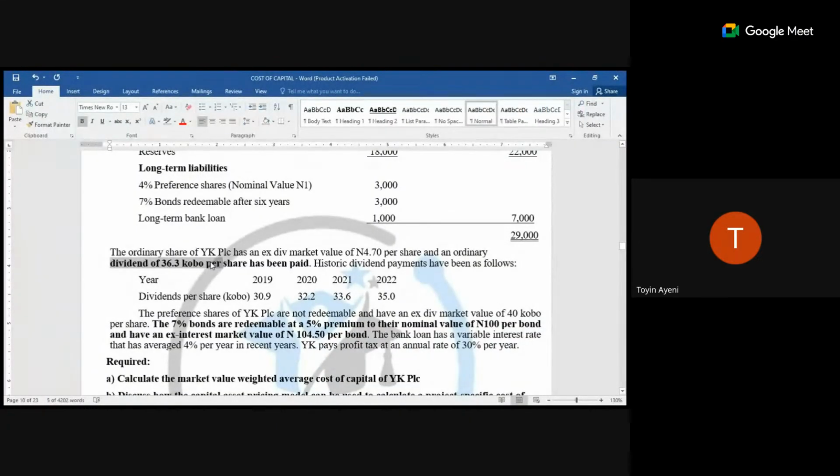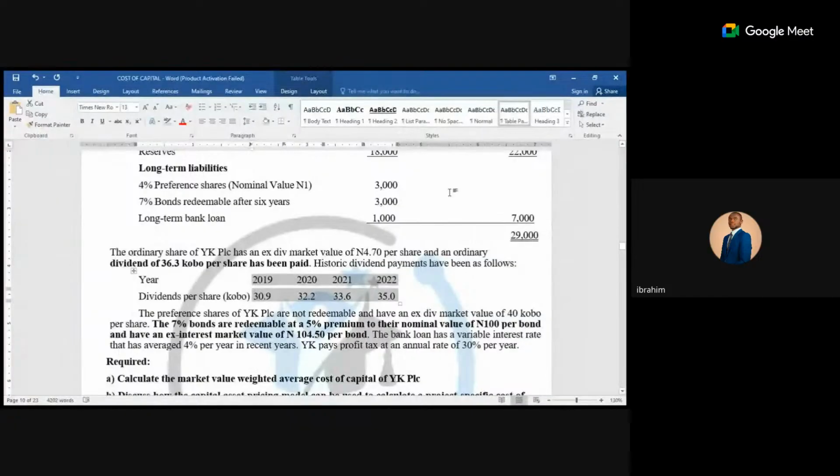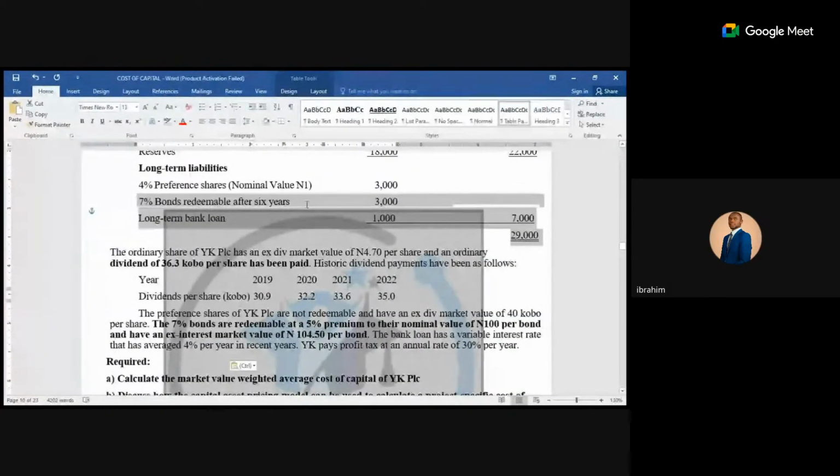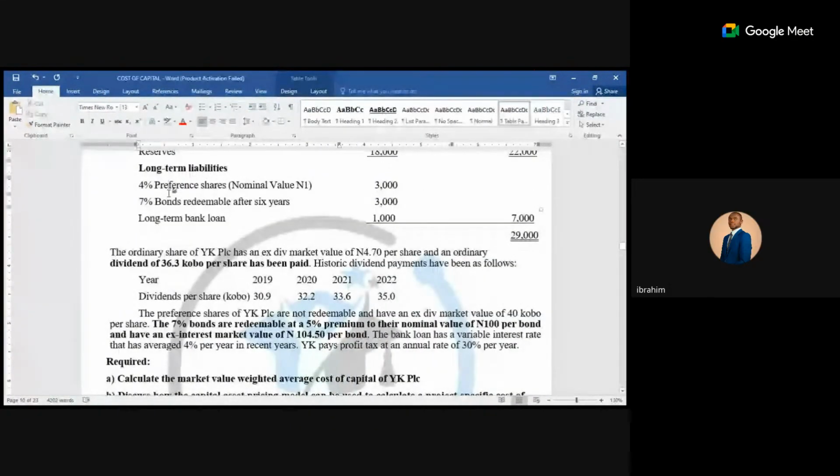That's the dividend for the year under consideration. See, the dividend for the year is 36.3. So someone is saying 35.0. Why? All these other ones are historical information. The current year should be 2023, but it wasn't stated. That's why I say it's a very big fact. So you should know that this dividend is for 2023. This one is historical, right?